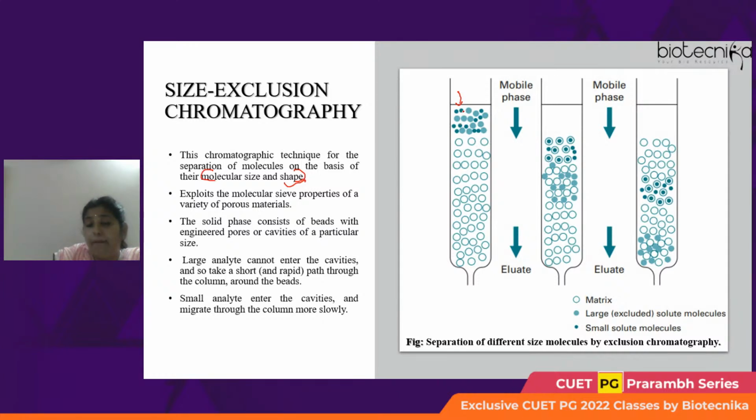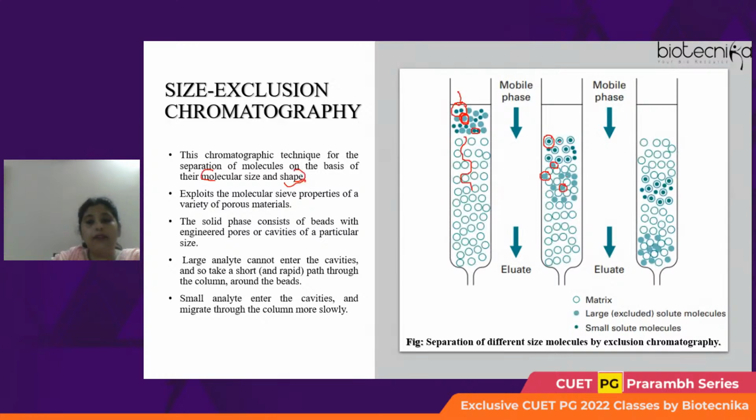If your sample contains large analytes, these larger dots represent large analytes, and the small dots represent small analytes. So what will happen to the larger analytes? They are larger, so they will be excluded from the pores, and they simply pass through the interstitial spaces which are present. Like here you can see they are passing through the interstitial spaces. But small analytes can enter the cavities, the pores, and therefore they will migrate slowly.